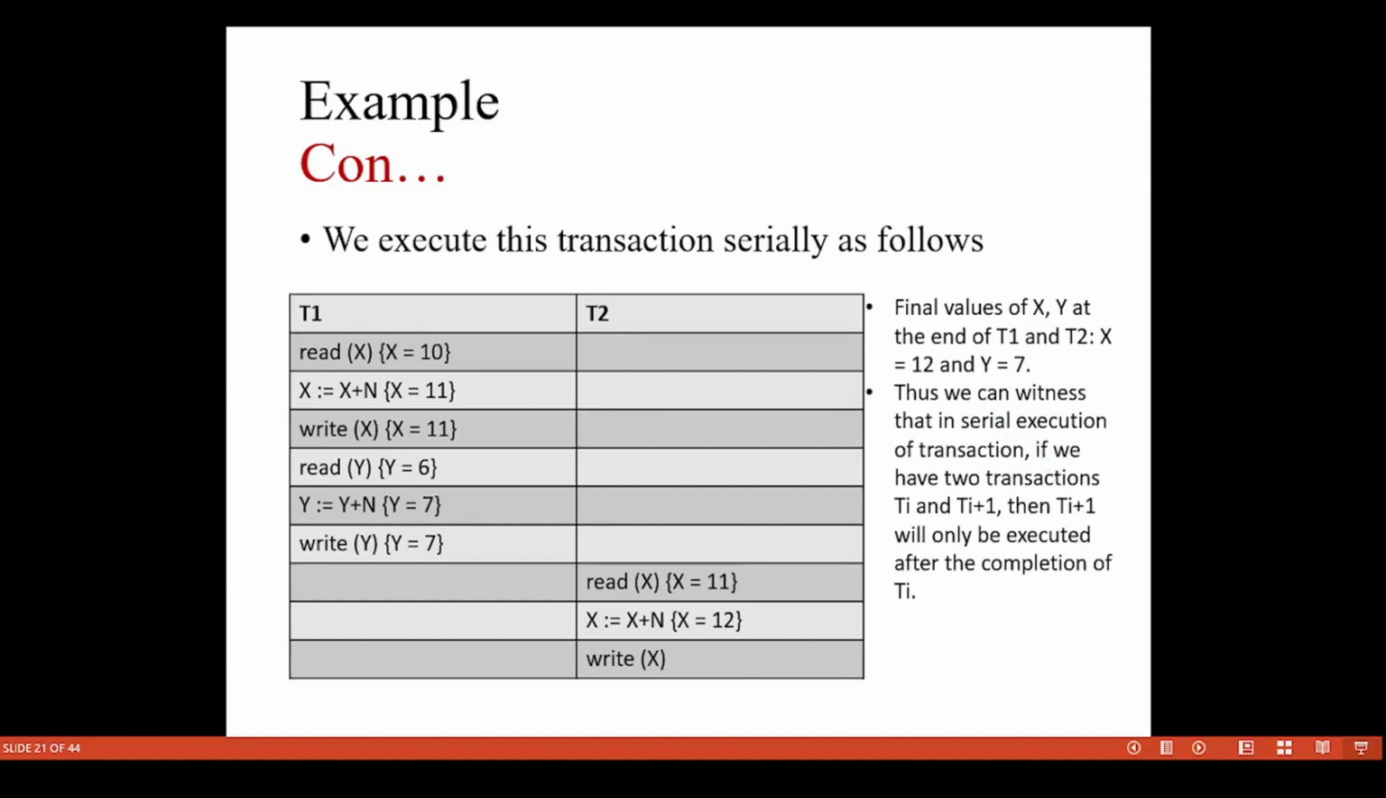Thus we can witness the serial execution of transactions. If we have two transactions, Ti and Ti plus 1, then Ti plus 1 will only be executed after completion of Ti. That means when you have a number of transactions, they are executed one at a time.